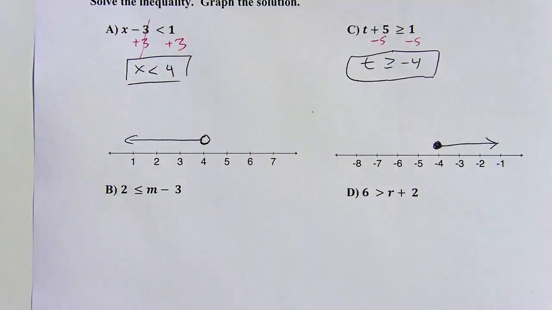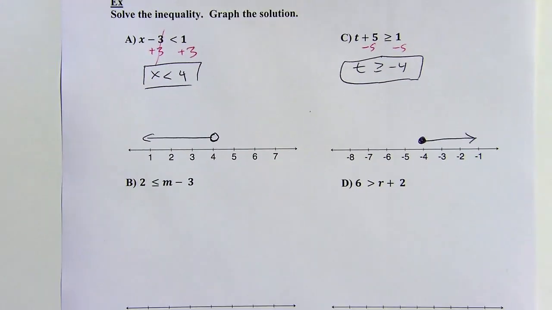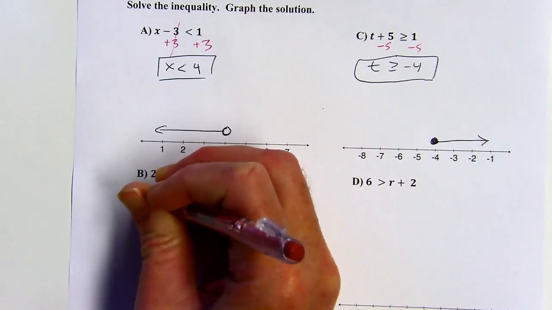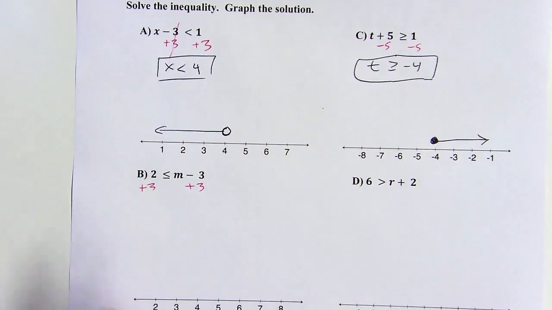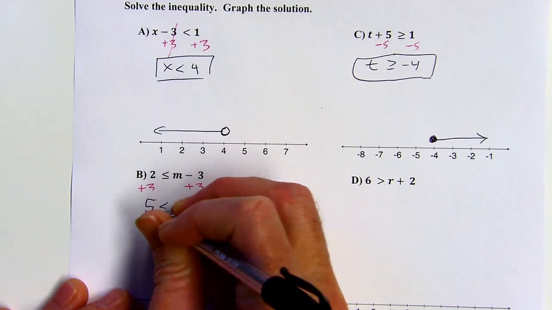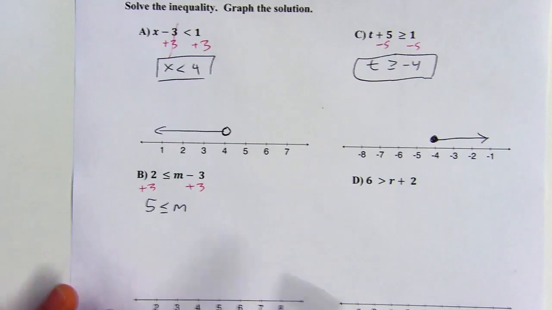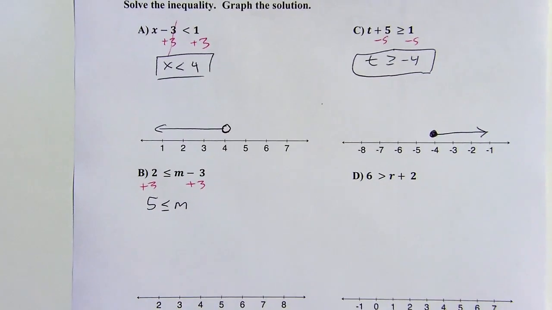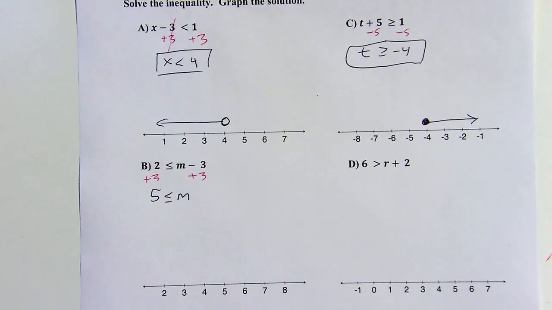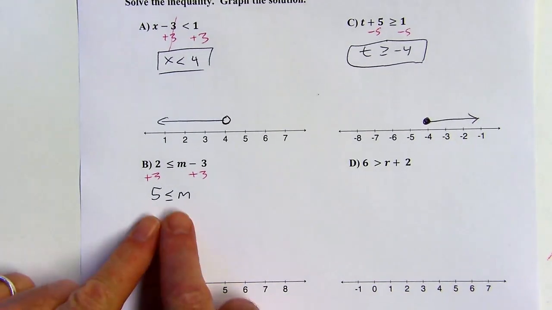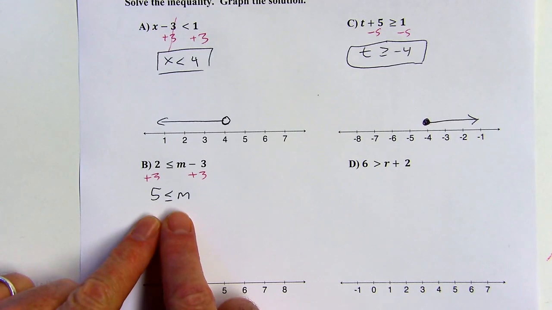All right, next example. So I want to isolate the m. I'm going to add 3 to both sides here. So 5 is going to be less than or equal to m. Okay? And now this is a perfectly legitimate solution, and you could put a box around that and call it your answer, and that would be correct. What I like to do is put my solution so that I have the variable on the left-hand side of the inequality, because I think it makes it easier to graph.